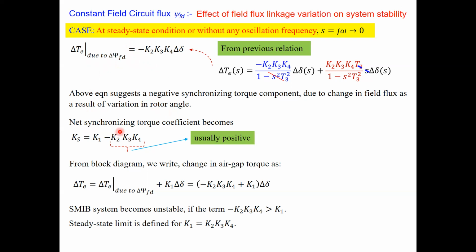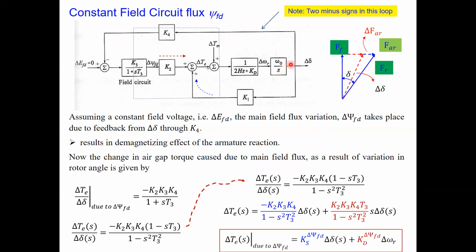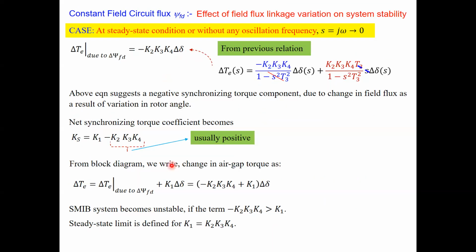But again, what will be the net synchronizing torque? So the net synchronizing torque is this one. At steady state condition, the net synchronizing torque is K1 minus this term. And this quantity is usually positive. So it will be the difference of the two terms here: what is the K1 value and what is this term? Thus the net can be positive depending upon the magnitude of this with respect to this one. And from the previous block diagram, we have this term and then this loop here.